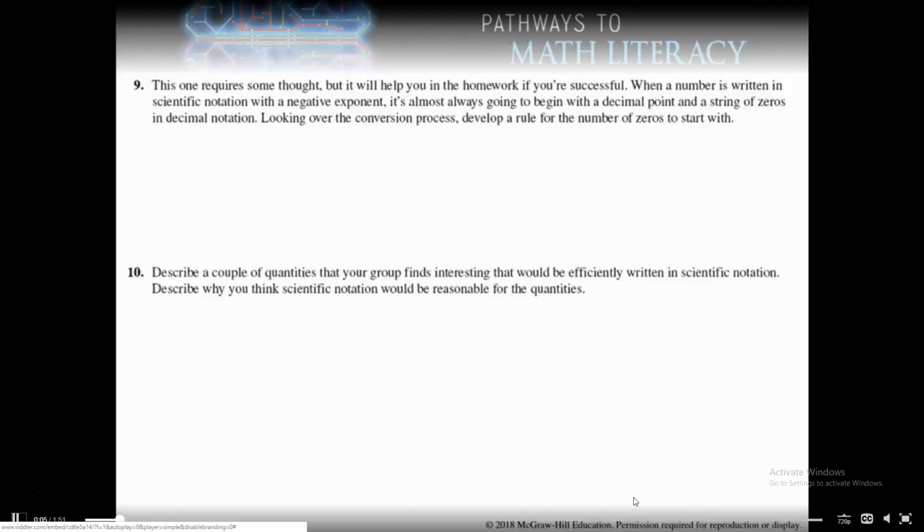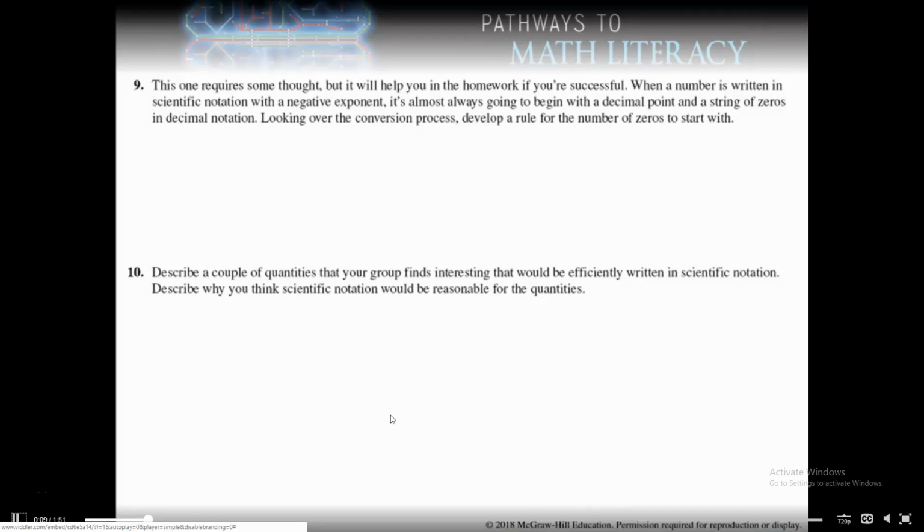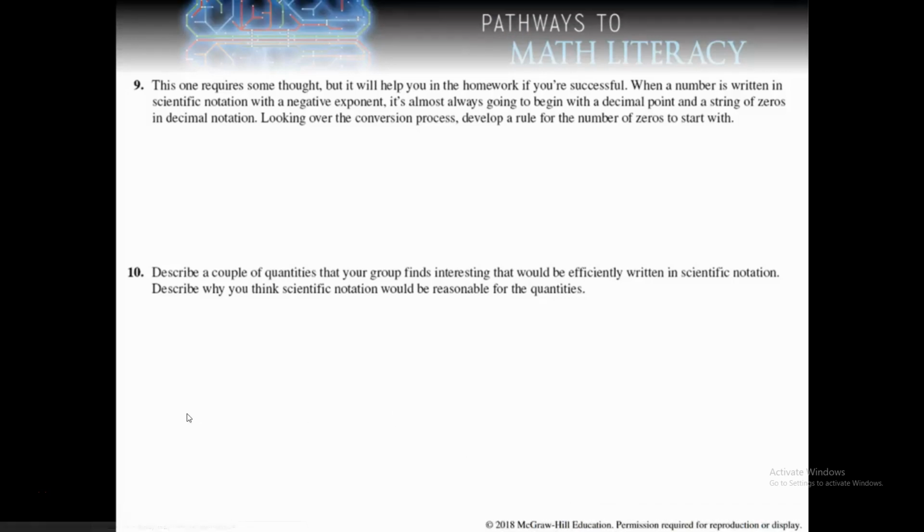We're going to wrap up this lesson with a couple of questions about the main ideas. So in number 9, if you think about a number in scientific notation with a negative exponent on the 10, what happens when you move the decimal point the number of places to the left that you need to, and how does that relate to the number of zeros?